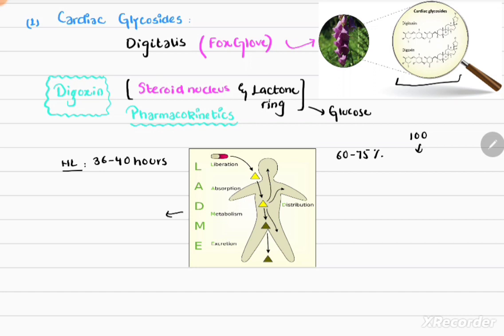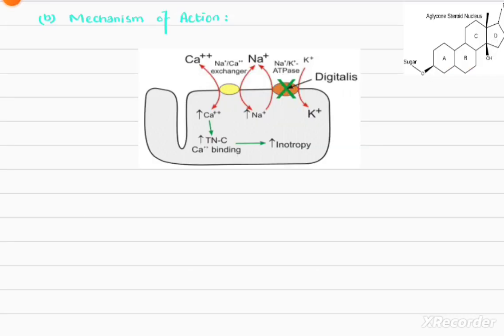The metabolism is hepatic, and we need to adjust the doses if the patient has hepatic impairment, and the excretion is by kidneys, which means that we need to monitor the drug in the patients which have any kidney function problem. Now, the mechanism by which digoxin acts is that it inhibits a pump in the cell wall.